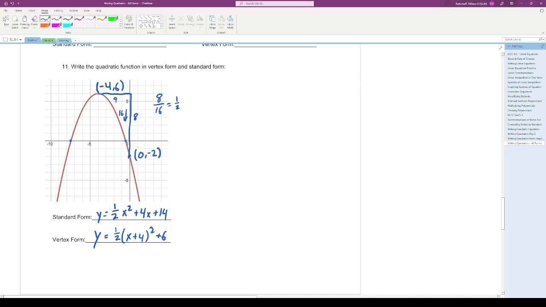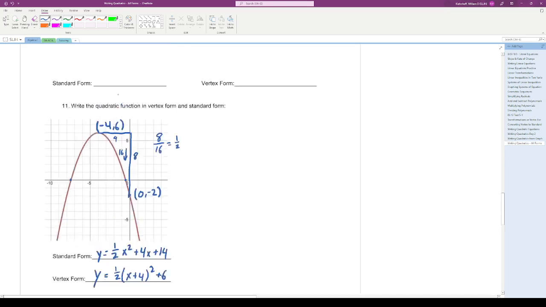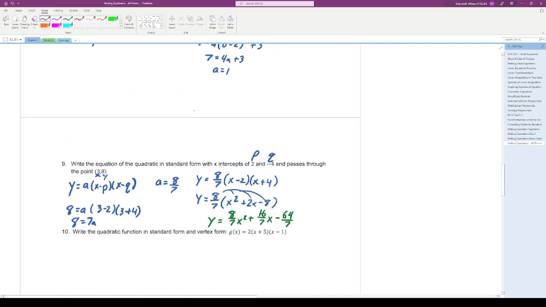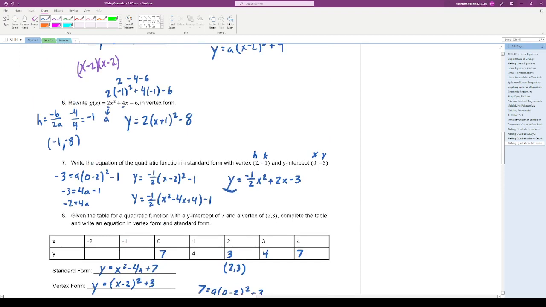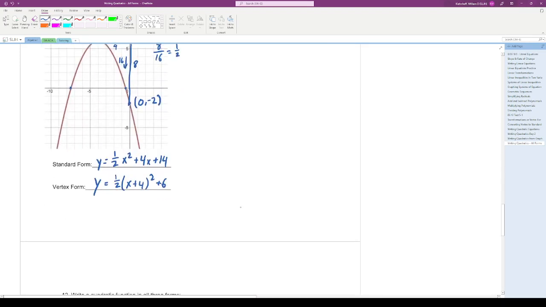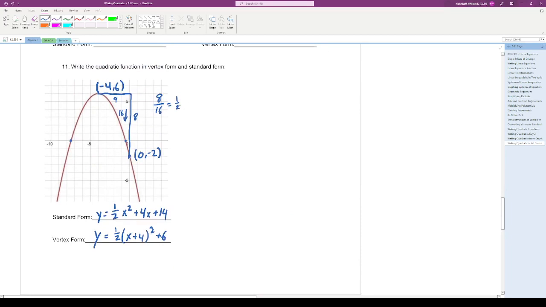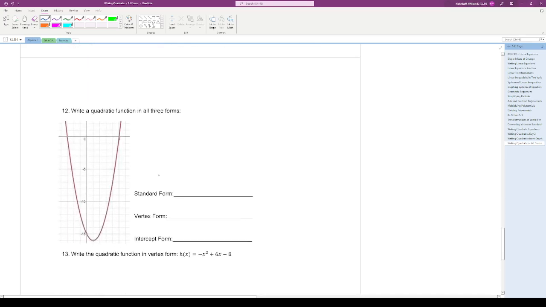Remember that instead of this kind of intuitive way I just did here, you don't have to do that. You can do the exact same way we did up above, where we were given a vertex and a y-intercept. That's all the information you need to plug in h, k, x, and y, and that will get you the exact same result of a being 1/2. I just prefer this way because it's very visual, which goes with the graph, and it's kind of faster and more intuitive than plugging everything in.